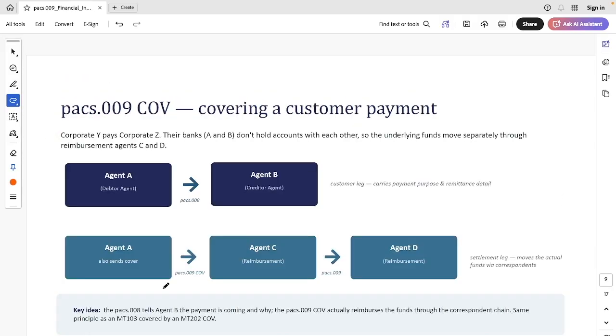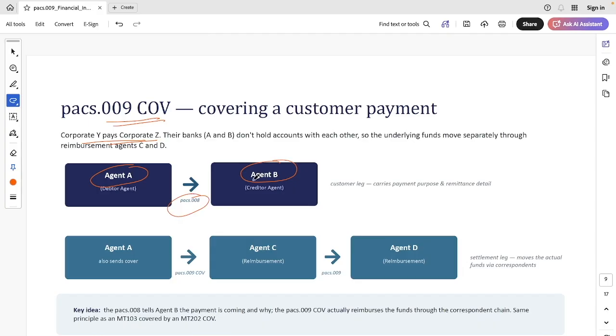Okay, now we move to pacs.009 cover. This is one of the most important concepts in correspondent banking. Let's take a scenario from the slide. Corporate Y wants to pay corporate Z. Now corporate Y banks with agent A, and corporate Z banks with agent B. So the customer payment instruction flows from agent A to agent B using pacs.008. But here's the problem: agent A and agent B may not have accounts with each other.